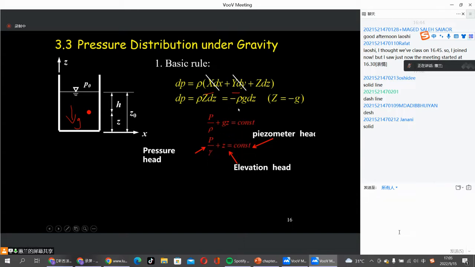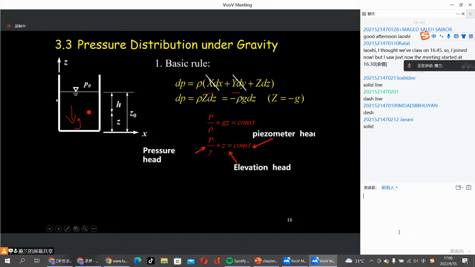So we integrate. It's a simple integration. Use what you have learned in calculus. We get p divided by rho, where rho is the density, plus gz is constant. We know gamma is called the specific weight. Specific weight gamma is equal to rho g. So instead use rho g here. We have p over gamma plus z equal to constant.